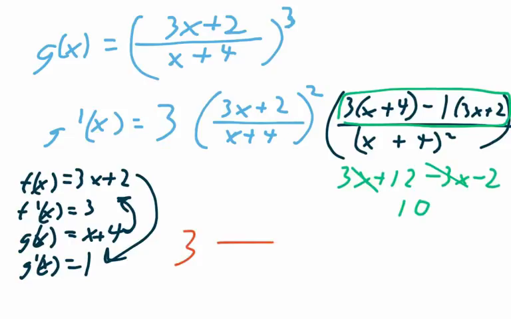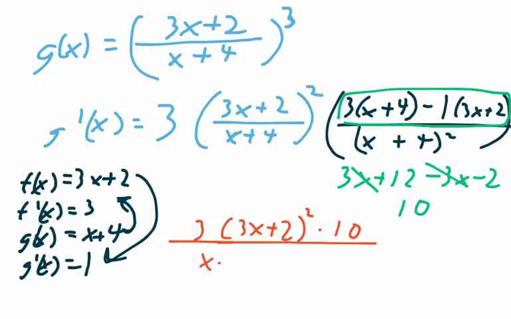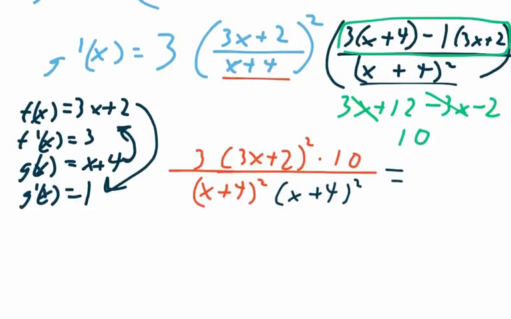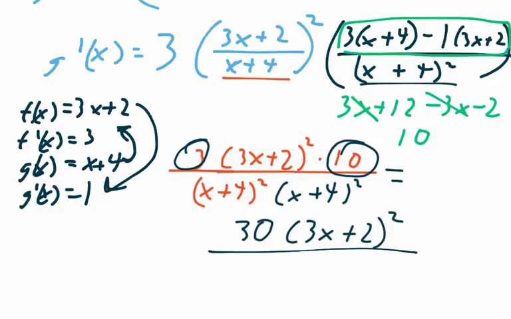So I got 3, and to make this (3x plus 2) squared, and then actually we should put the 3 on top, so I'm going to erase this for a second, because the 3 is on the top, times 10 from the green portion I did, divided by (x plus 4) squared on the bottom from the first part, and (x plus 4) squared from the second part. So all told we'll have 30, because 3 times 10 is 30, (3x plus 2) squared, and on the bottom I have (x plus 4) to the 4th.